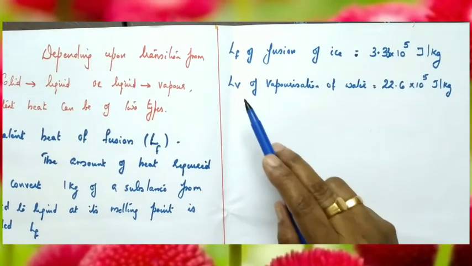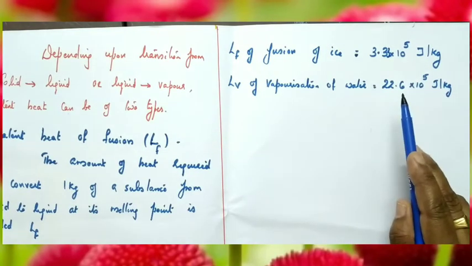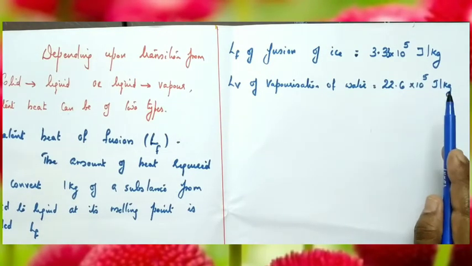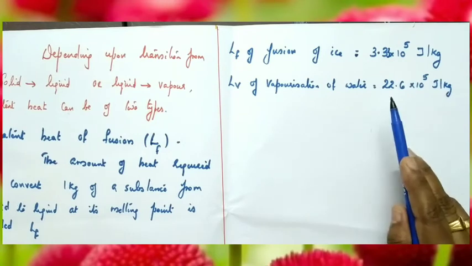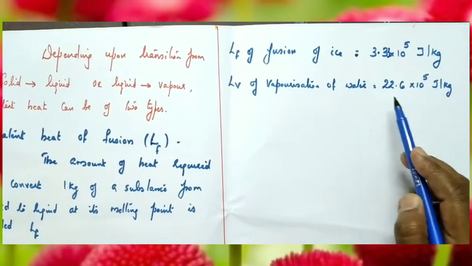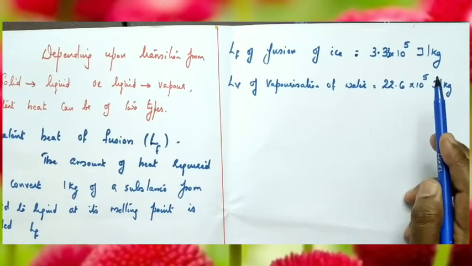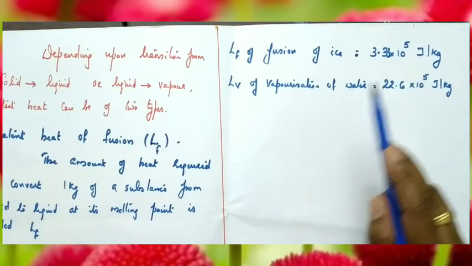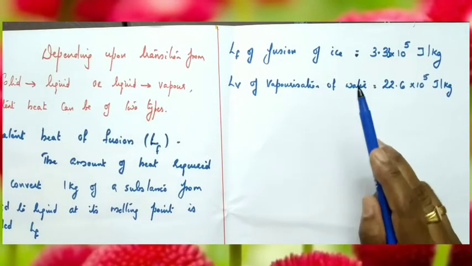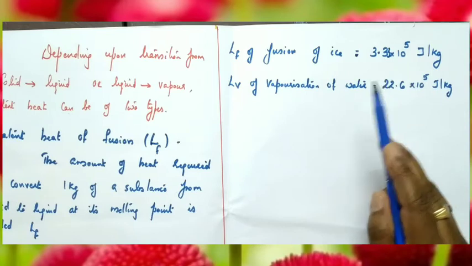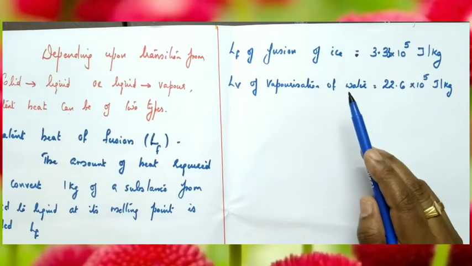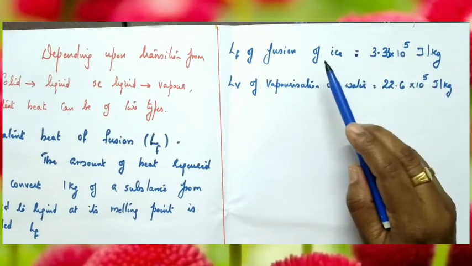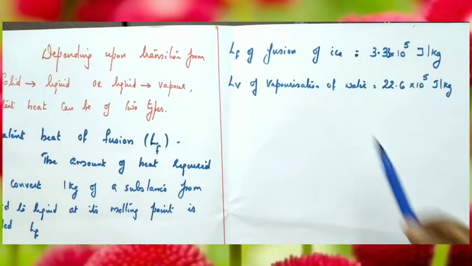Clear? Now, latent heat of vaporization of water is 22.6 into 10 raised to 5 joules per kilogram. It means that 22.6 into 10 raised to 5 joule of heat is required to convert 1 kilogram of water to 1 kilogram of water vapor at 100 degrees Celsius. So that is the significance of latent heat of fusion and latent heat of vaporization.